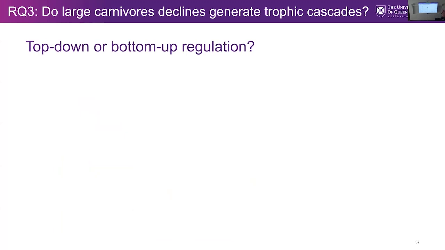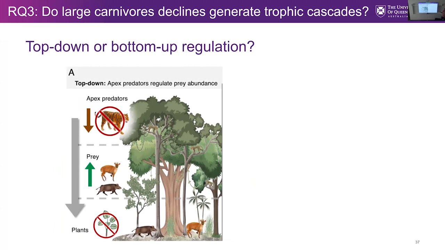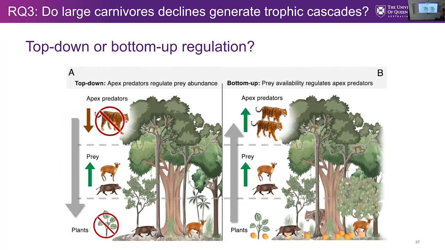So this leads to 2 alternative hypotheses. Either the wildlife community is primarily regulated from the top down by large carnivores, or large carnivores are more strongly regulated by bottom-up resource availability in the form of prey.